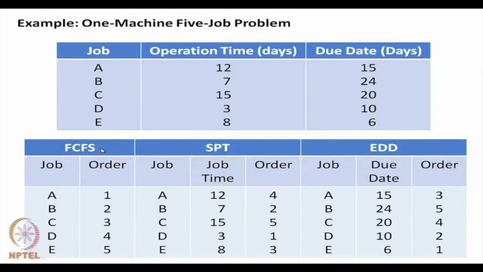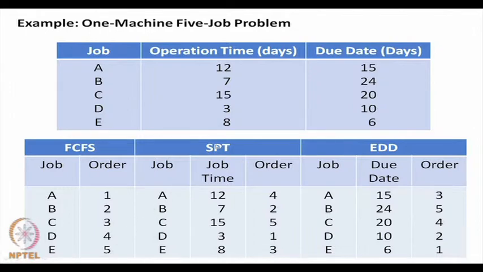First, the first come first serve. Suppose that this was the order in which they arrived at the machine, which means first A, then B, then C, then D, then E. So, we will have the same order. A will be taken up first in that machine, B the second, C the third, D the fourth, E the fifth.